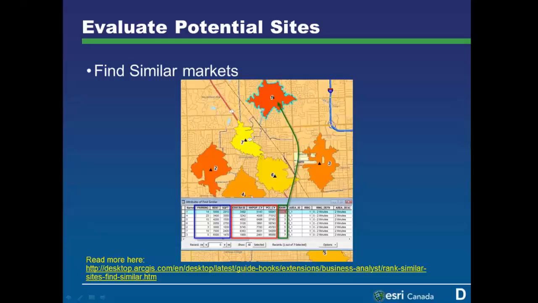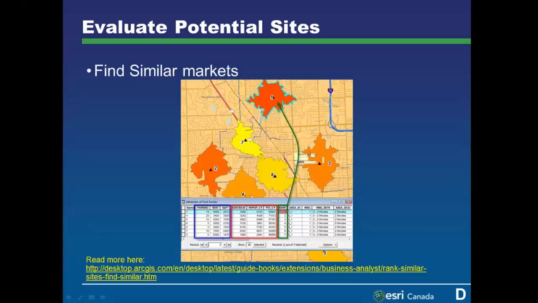The Rank Similar Sites tool can be used to score potential new sites against a known well-performing site. In this case, it's called a master site. It allows you to score point locations by associating those points with underlying geography polygons and the characteristics, that is, demographic variables of that polygon.